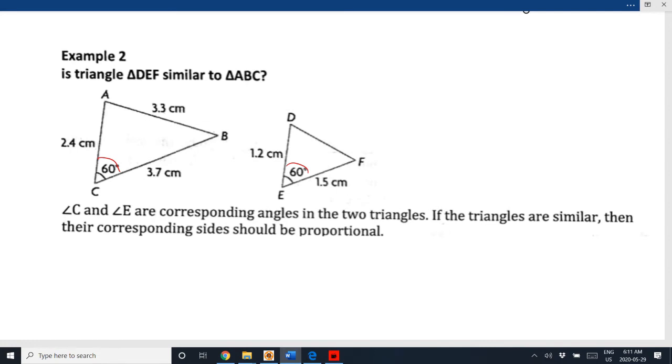We will compare side A and C to side D and E. So we're going to put the big triangle over the little triangle. So we're going to compare A and C, so this side here, to D and E. So that's going to be 2.4 over 1.2. And we're going to get a scale factor of 2.